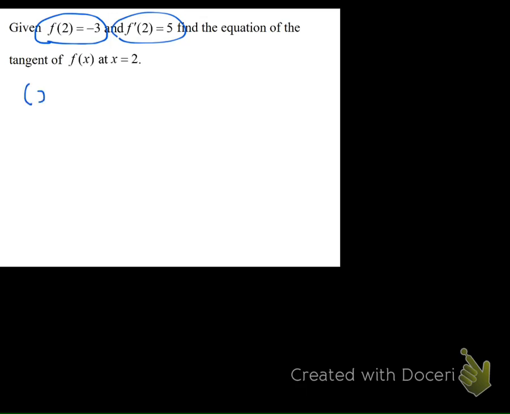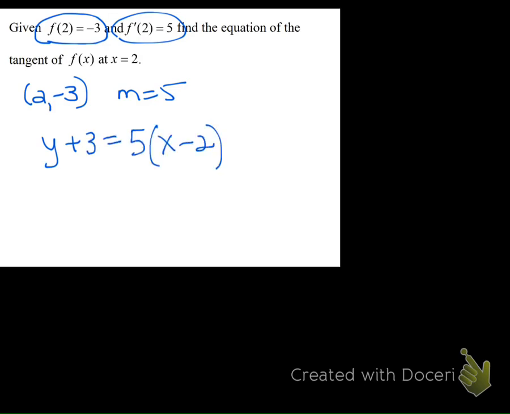So we have the point (2, -3). We have the slope is 5. And that's all you need to write the equation of a tangent. Y minus y1 equals m times x minus x1. Easy. Just don't let them fool you with the given information looking more calculus-like. And remember, equation of a line, equation of a tangent, you need two things. You need point, you need slope.